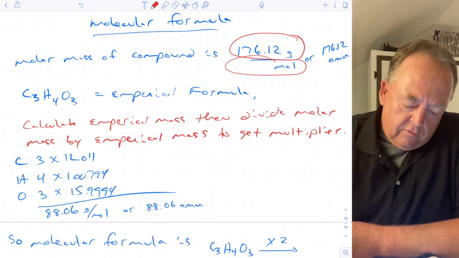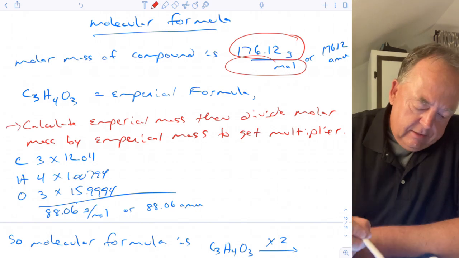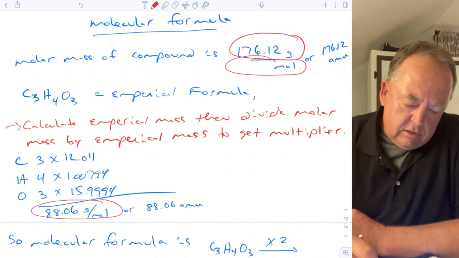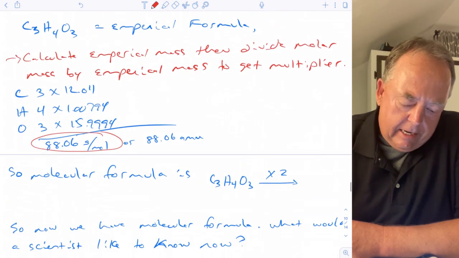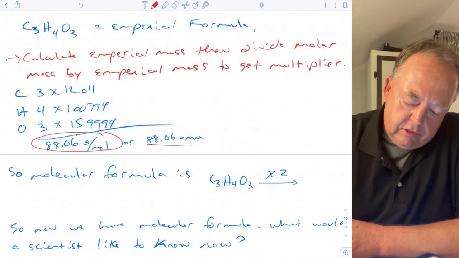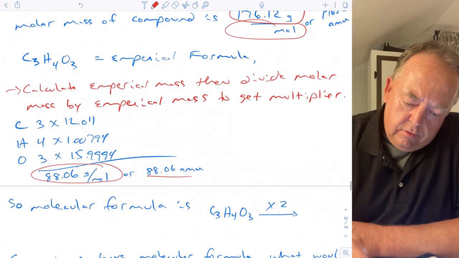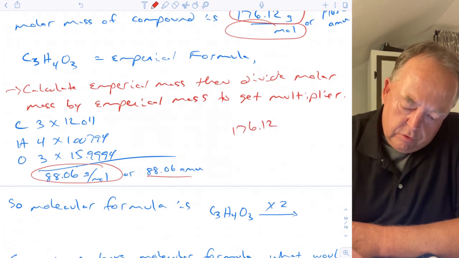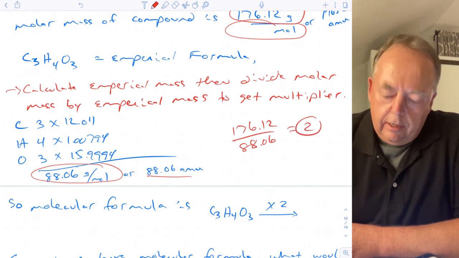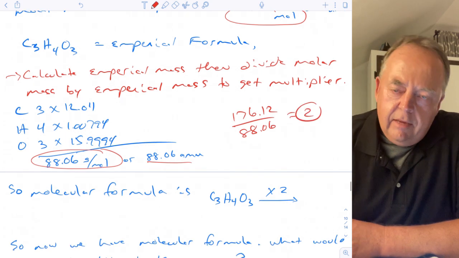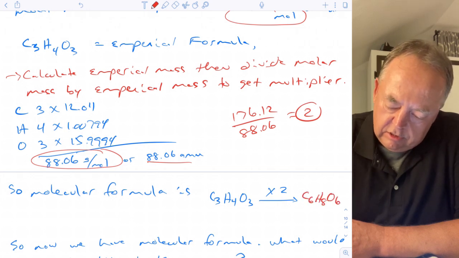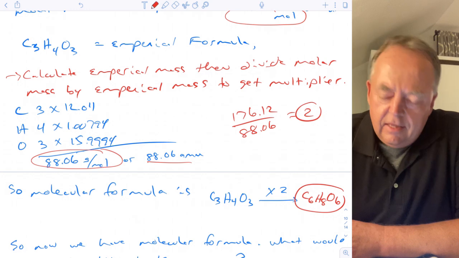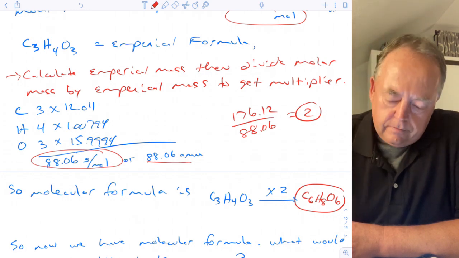So now we can get the molecular formula, right? So we need to calculate an empirical mass. So I've done that for you here. So we take this formula, C3H4O3, calculate an empirical mass, it's 88.06, and then we divide the two, 176.12 divided by 88.06 gives us this multiplier 2. So we take our formula and multiply everything by 2, so C6H8O6, whatever this compound is, that's its molecular formula.